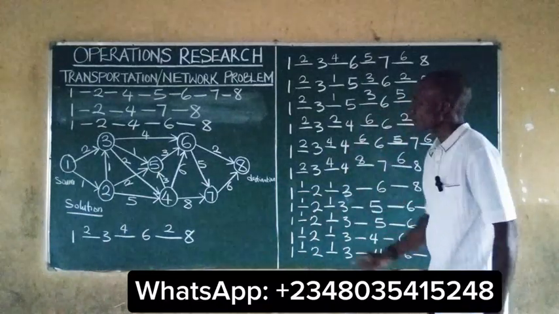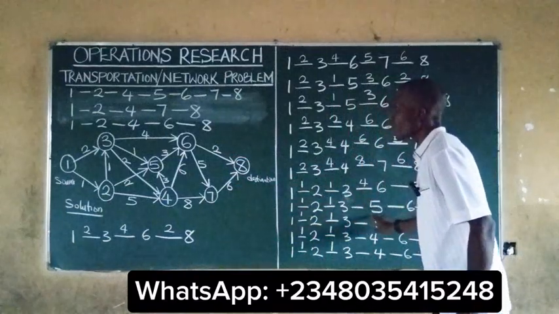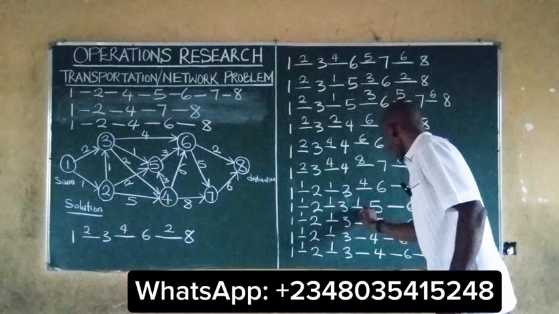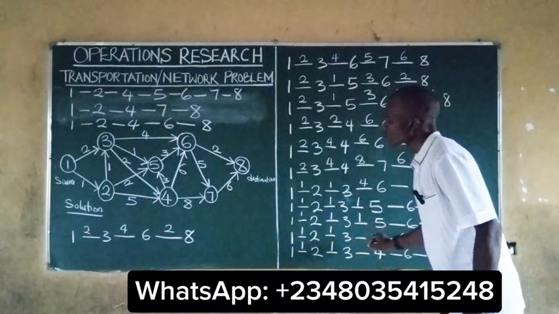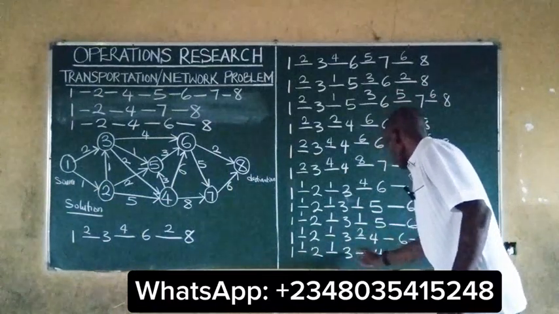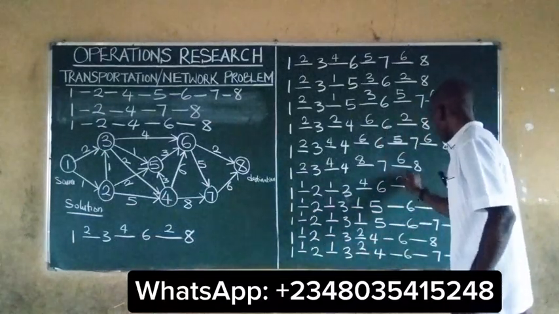3 to 6, we have 4 kilometers. 3 to 5, we have 1 kilometer. 3 to 4, we have 2 kilometers. 6 to 8 we have 2 kilometers.